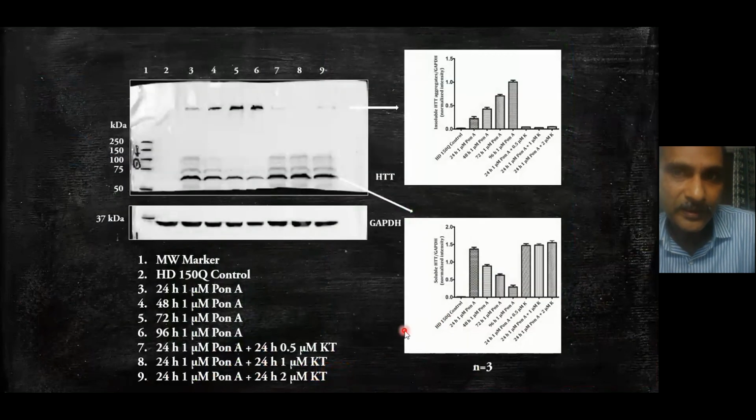We can also monitor the aggregates by doing a Western blot. You can see here this is the soluble Huntingtin protein, and the aggregates are there on the top of the gel. When we treat the cells with KT at 0.5, 1 and 2 micromolar, the aggregates disappear. Only soluble protein is there. The same is quantified here. You can see the amount of aggregates increases when there is no KT, and upon addition of KT the amount of aggregates is significantly reduced. This is a loading control, GAPDH.